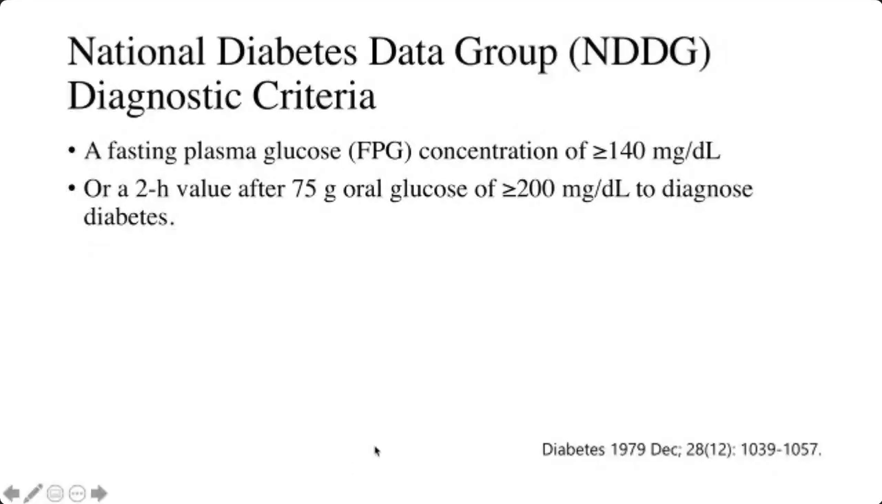They put these criteria as a fasting plasma glucose of more than or equal to 140 milligram per deciliter, which is equal to 7.8 millimole per liter, or a 2-hour value of blood sugar after ingestion of 75 gram glucose of more than 200 milligram per deciliter, which is more than 11. So these are the first unified criteria. And I do remember when I was studying in the university, we were using these criteria in the 90s to diagnose diabetes.